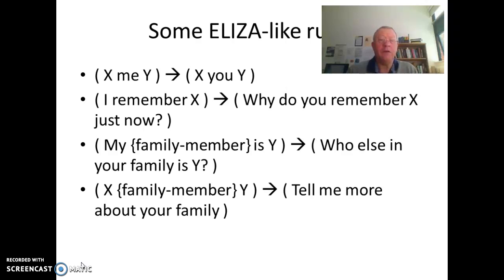And in the final two examples, we see an entity in curly brackets called family member. And this entity stands for a whole list of family members, mother, brother, father, and so on. So if you say, for example, "My brother is unhappy," Eliza can echo, "Who else in your family is unhappy?"